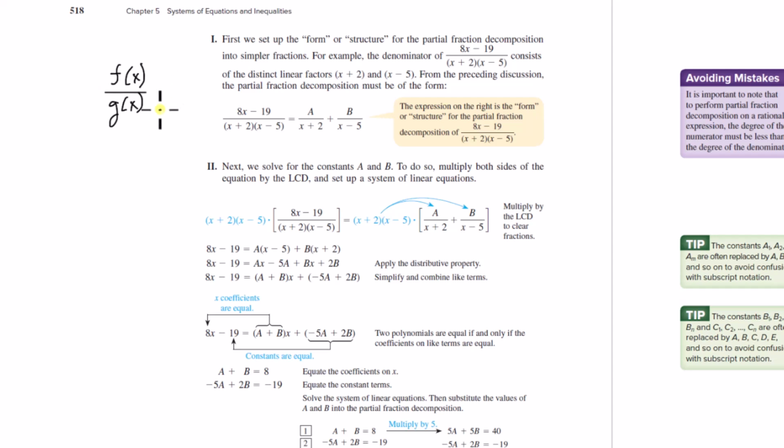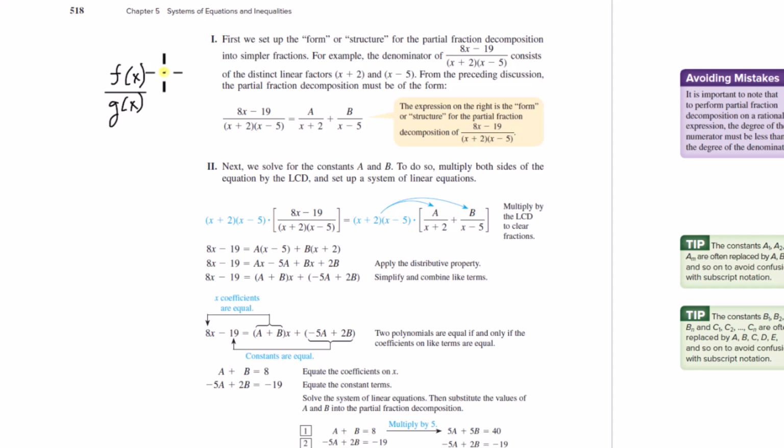To perform partial fraction decomposition, the official process, you need to have a rational expression where the degree of the numerator is less than the degree of the denominator. Not less than or equal to, the degree of the numerator needs to be less than the degree of the denominator. If you start with a rational expression and that's not the case, then the first step is to use polynomial long division to reduce the rational expression down to a form where the degree of the numerator is less than the degree of the denominator. Then on that rational expression, you can perform the partial fraction decomposition process.